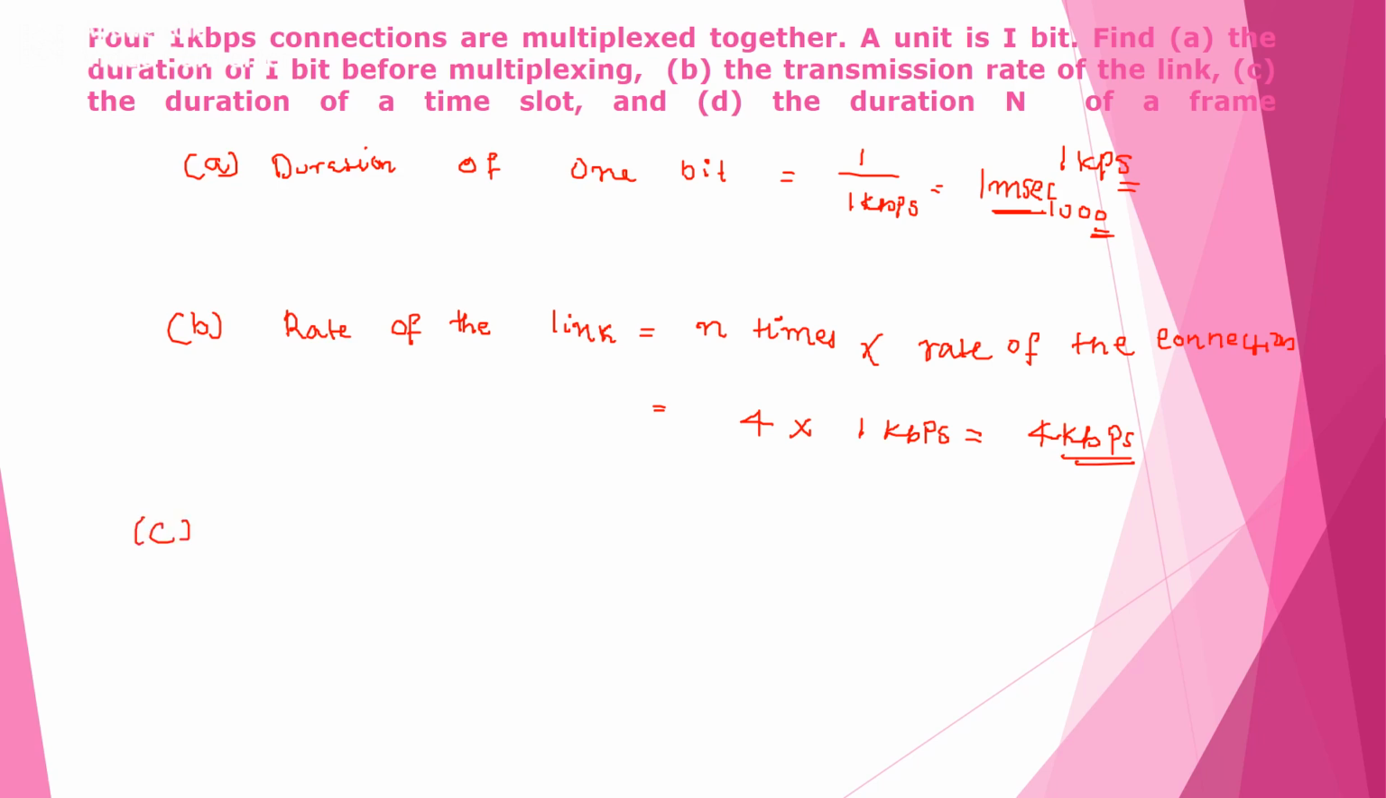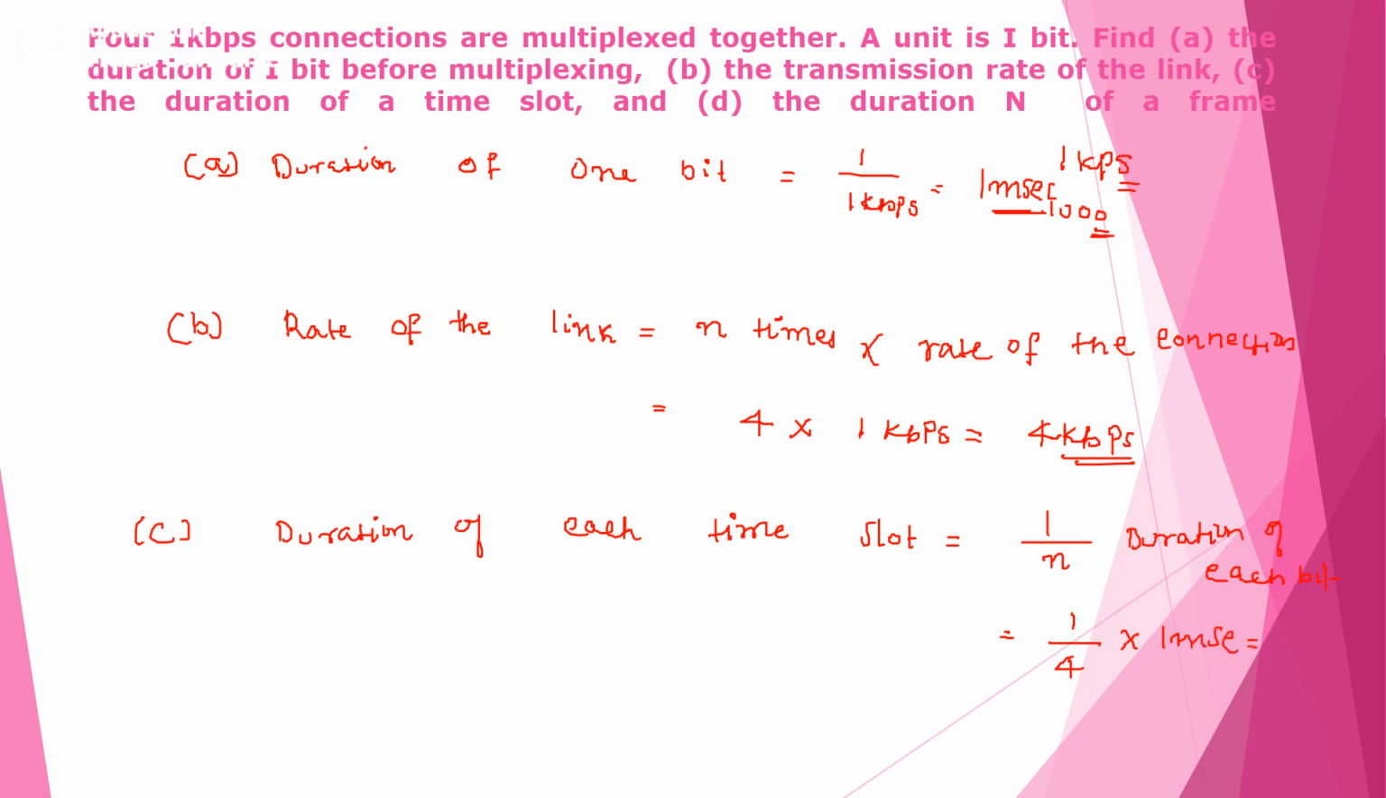Next we have to compute the duration of each time slot. Duration of each time slot is equal to 1 by n times the duration of each bit, that is equal to 1 by 4 times 1 millisecond. We get the value as 250 into 10 raised to minus 6 seconds.